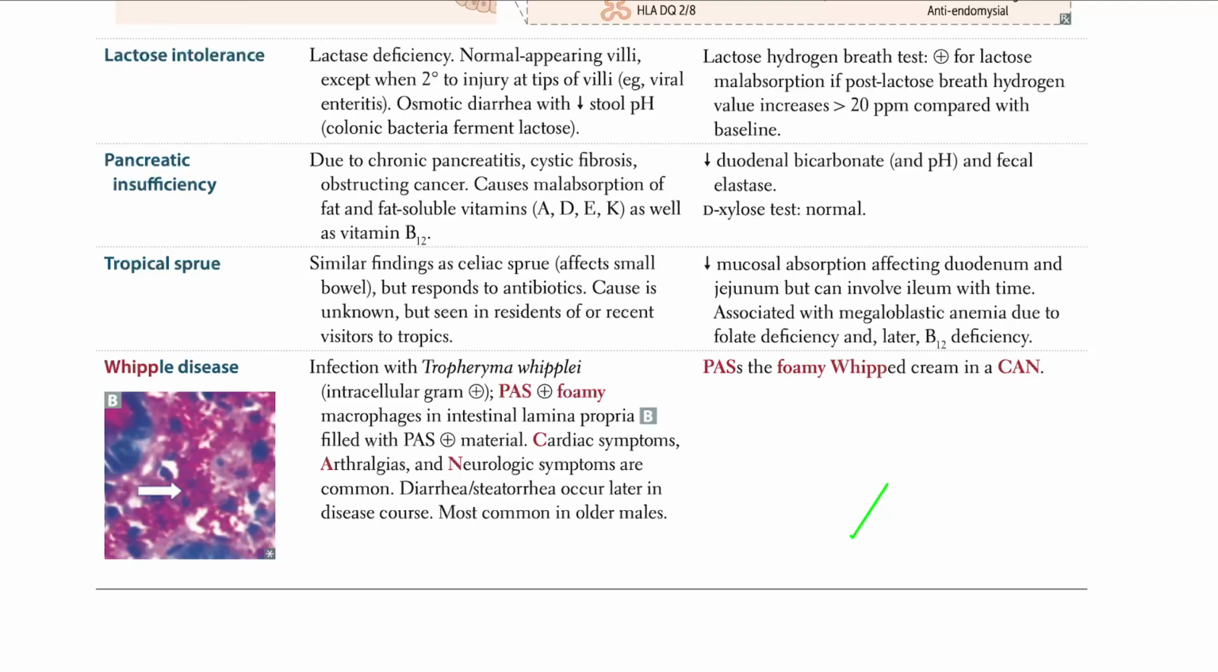Okay, lactose-free milk, actually. Okay, what else? So what you can do is lactose hydrogen breath testing. It's positive for lactose malabsorption if post-lactose breath hydrogen values increase greater than 20 compared with the baseline. Okay, this is the testing that you can go for. But you will also have a decrease in stool pH. That's another indicator. You will have an increase in stool osmolarity due to lactose being there, right?